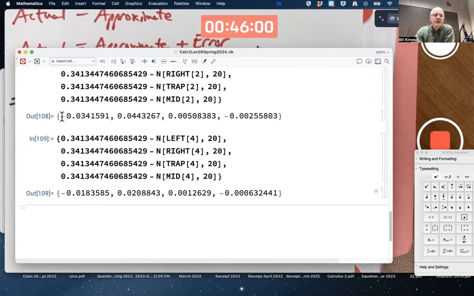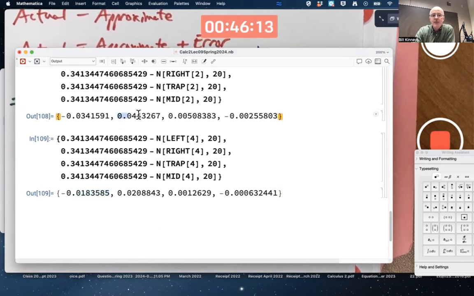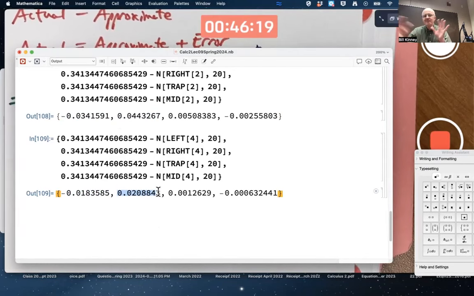Notice the new error for the left-hand rule has the same sign, still negative, and is in the ballpark of half as big, twice as small. Same kind of thing happened with the right-hand rule. There's the first error. Here's the new one. Same sign, about half as big, roughly speaking.